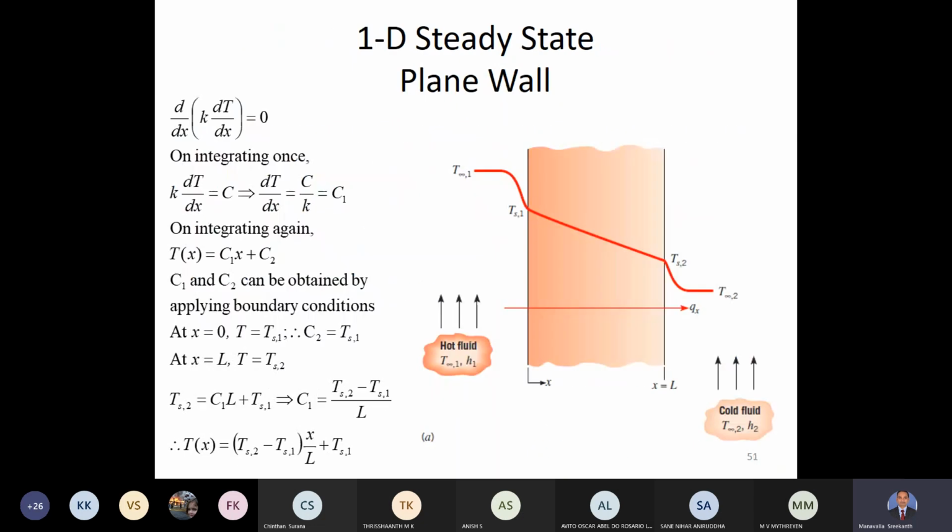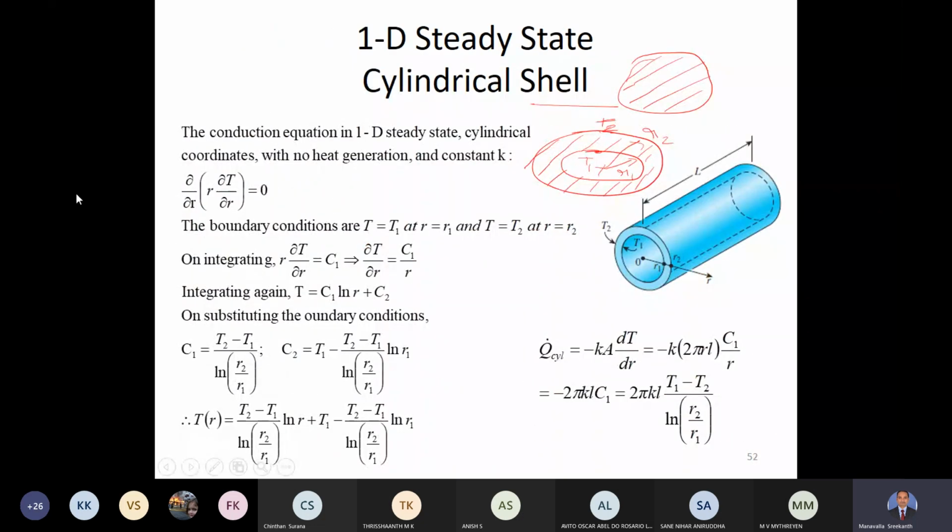Okay, so with all these operations, the ultimate equation will become dou by dou r of r dou t by dou r. Now the dependent variable is t and the independent variable is r. Therefore, this equation can very well be written as d by dr of r dt by dr. That means the partial derivatives can be replaced by ordinary derivatives because there is only one dependent variable. So this is the form of equation which we'll have to solve.